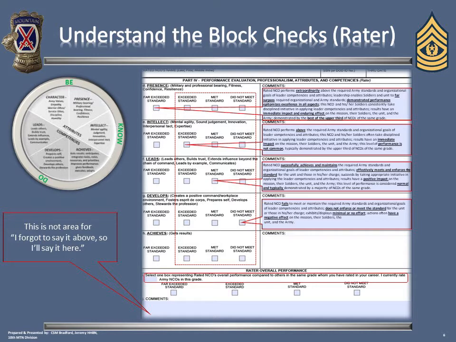So again, this is kind of what I was explaining before. If you kind of look at this diagram here, and the red dots kind of in the exceed standards, met standards, and did not meet.